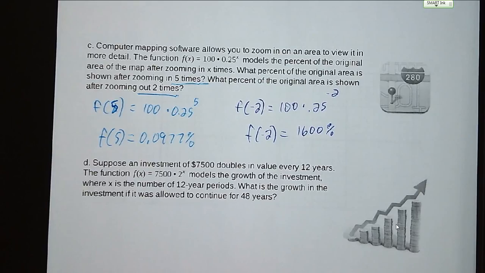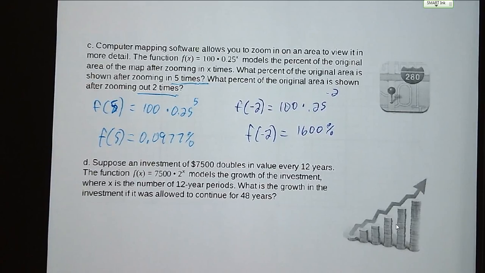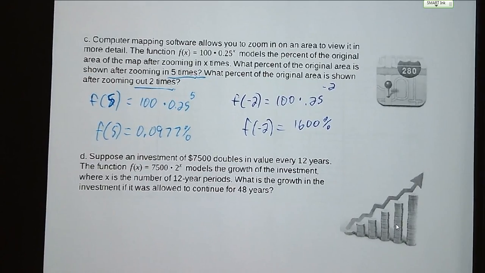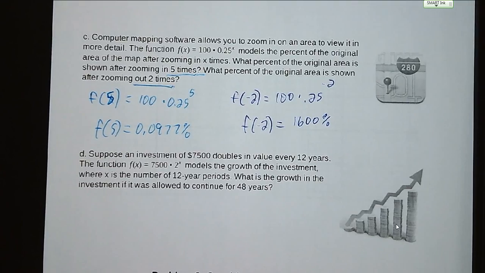So more than 100% of the original area. It was 100% if we plugged in 0. But if we zoom out twice, we are going to be showing 1,600% of the original area.